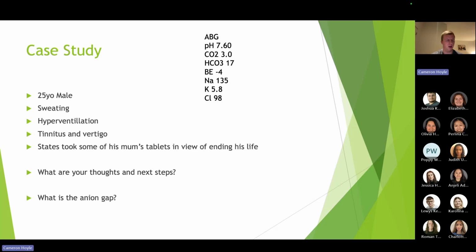Why have I put the ABG up there? What's another classic association with aspirin? I'm guessing they become very acidotic. So they do become acidotic. What type of acidosis do they have? Respiratory or metabolic?